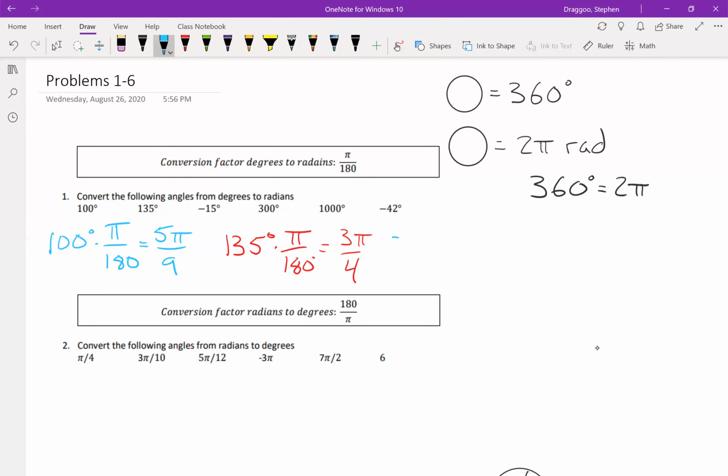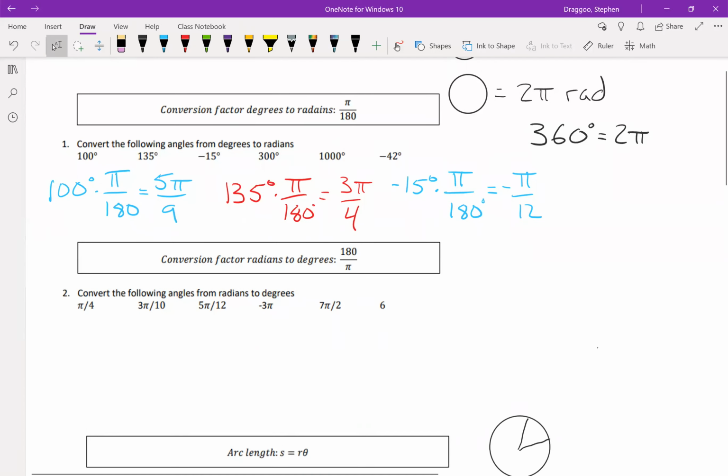Once again, we'll look at negative 15 degrees, multiply by pi over 180, and I should get negative pi over 12.